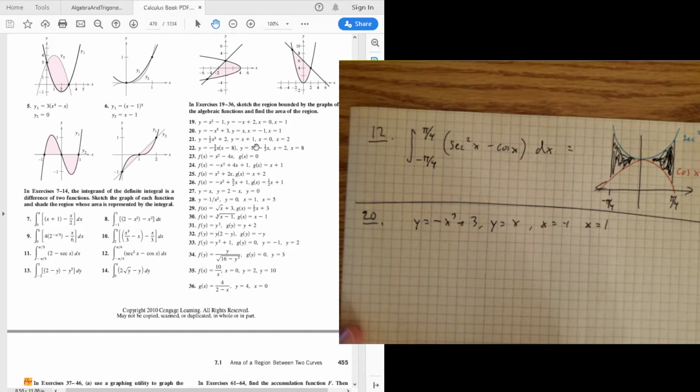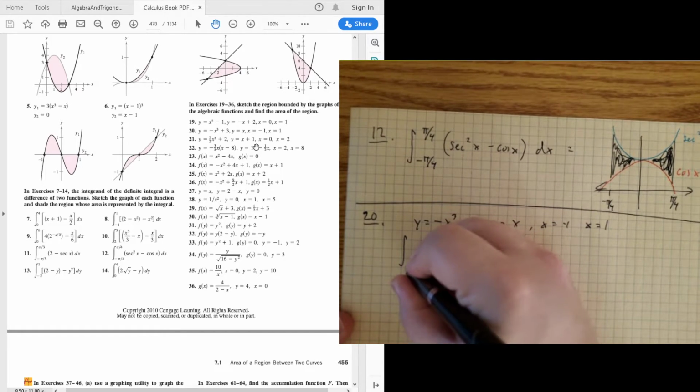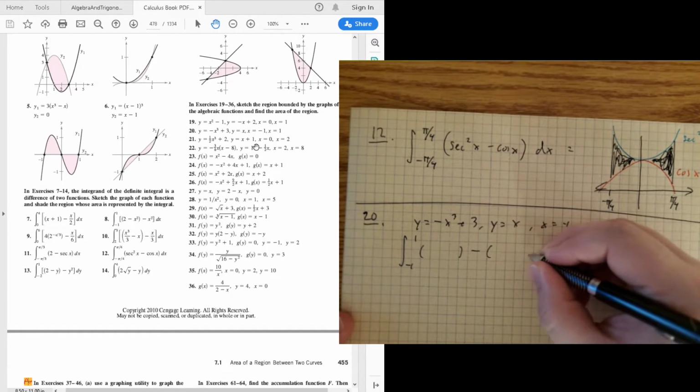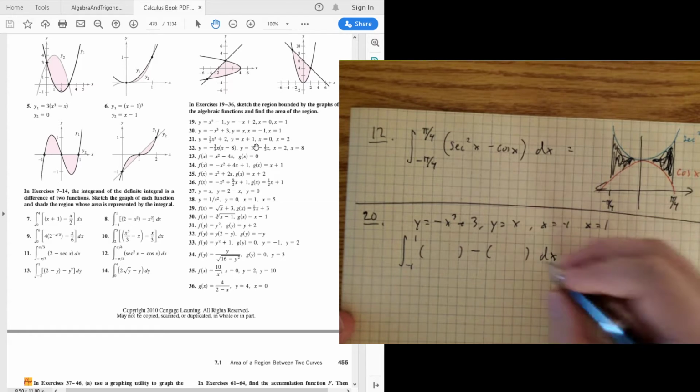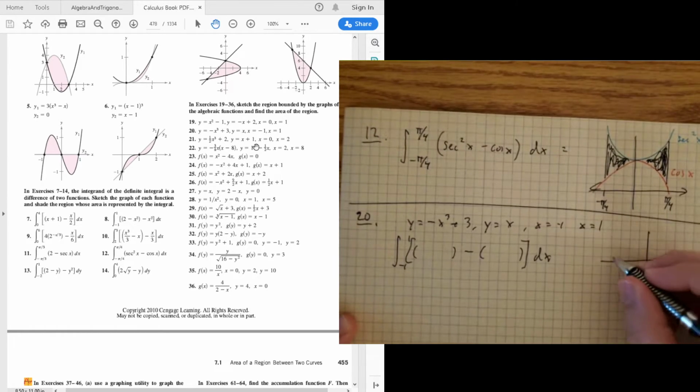Okay, so let's go ahead and talk about this integral. So we're going to have the integral. Obviously the bounds are negative 1 and positive 1, but the question is which comes first and which comes second. So it's helpful at this point to do our graph.